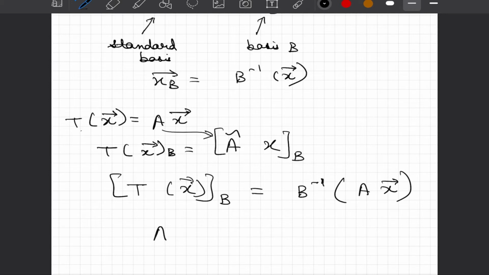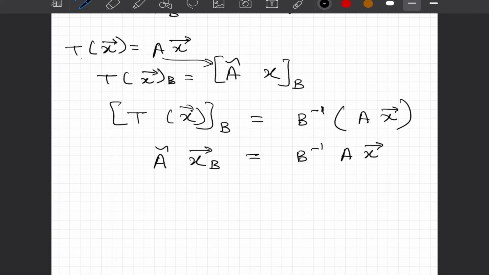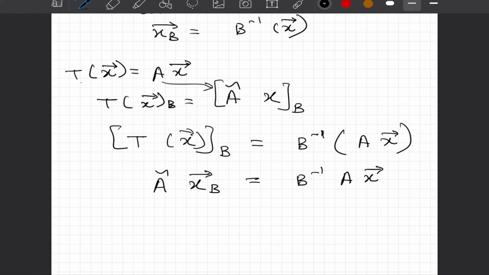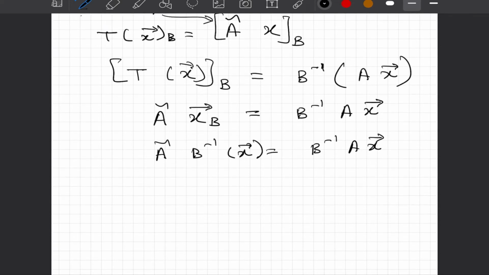Also, TxB can be obtained by applying the A tilde transformation on xB, because that is what these transformations mean. So we can always write this as B inverse Ax, which is equal to A tilde xB. Now again we know that this xB is given by B inverse x, so the right-hand side becomes A tilde B inverse x, which must equal B inverse Ax.